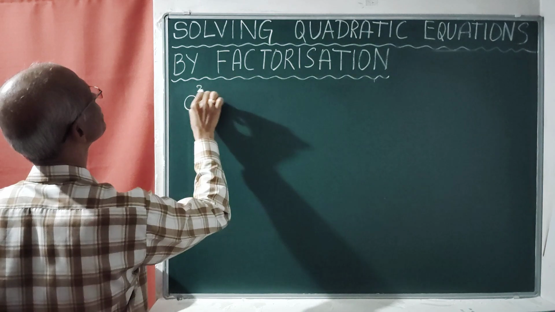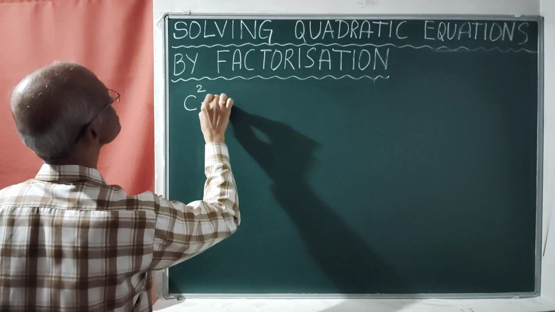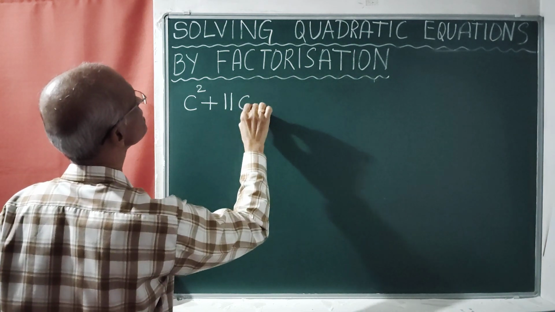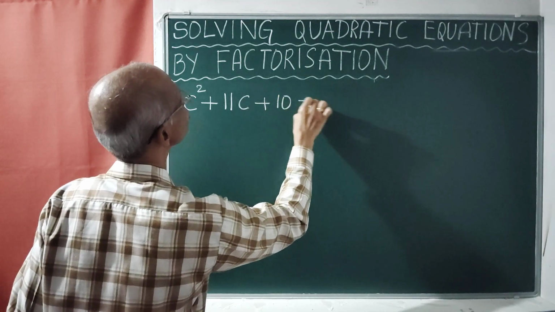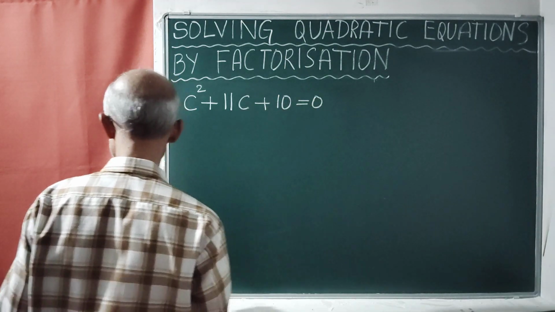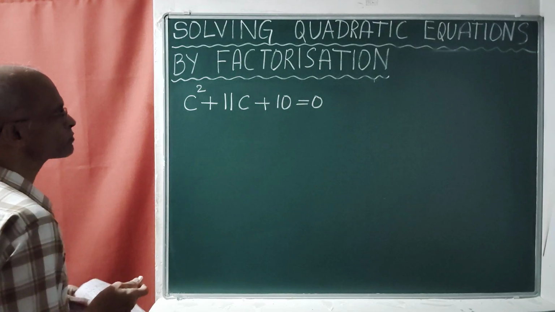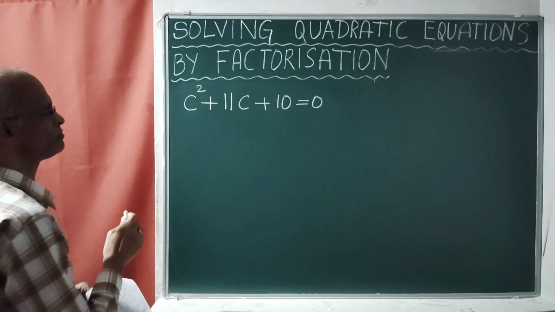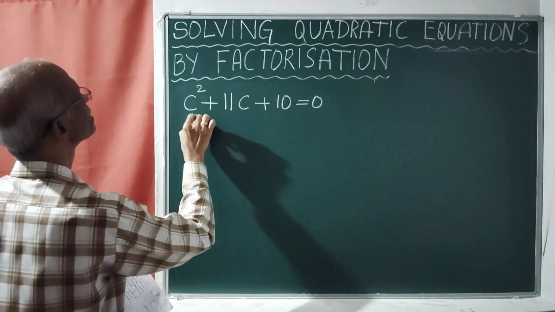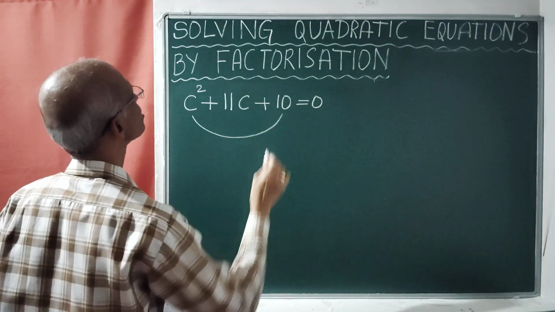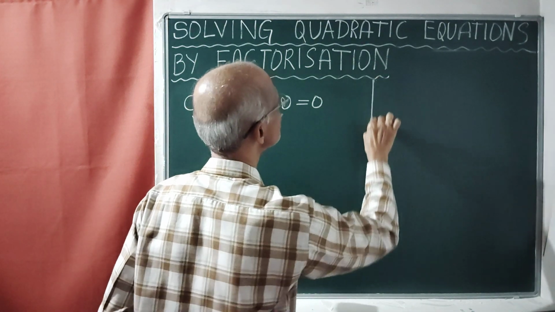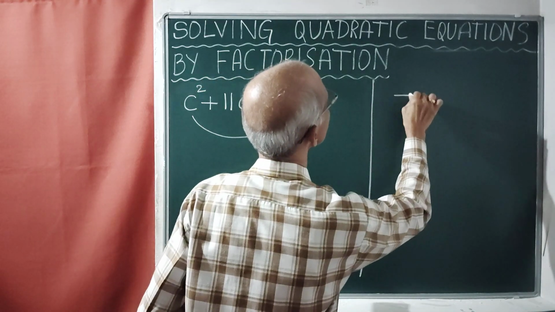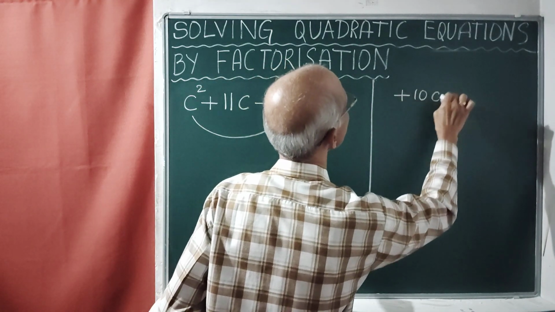c square plus 11c plus 10 is equal to 0. The first step is you have to multiply the first term and the last term. We get plus 10c square.